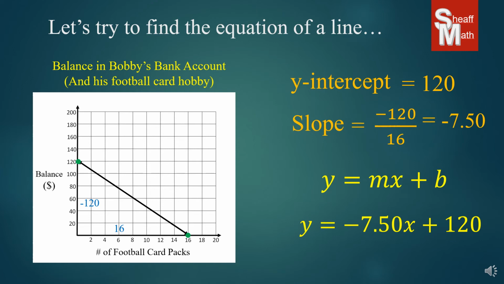And so the negative 7.50 means that each card is worth $7.50, and so every time he buys one, he's got to subtract 7.50 from his original balance, which is 120. And y is his total in the bank.